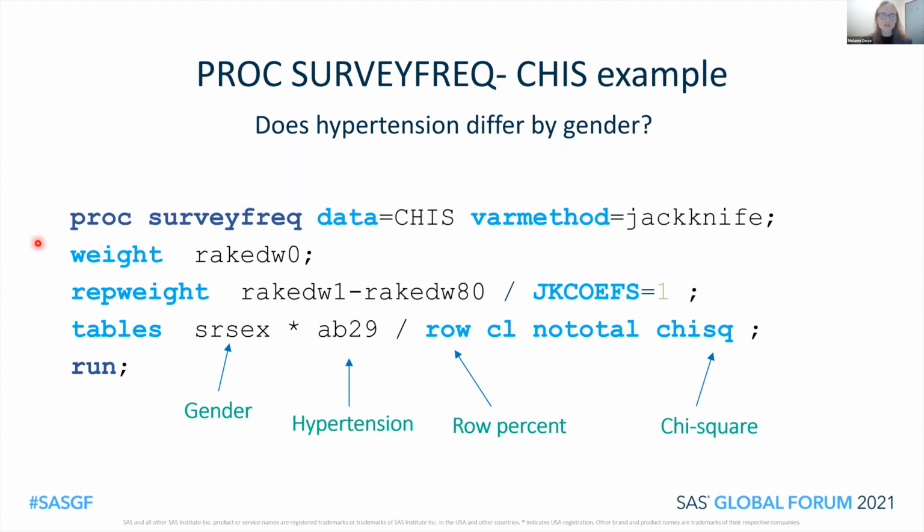And then CHIS also uses replicate weights. And so we have a base weight that we specify with the weight statement. And then we use the repweights statement to list our 80 replicate weights. And then we have a tables statement where we're doing a crosstab of the variable for gender times hypertension. And then we're asking for the row percent, the confidence limits again. We're saying we don't want any totals, and we're asking for the chi-square.